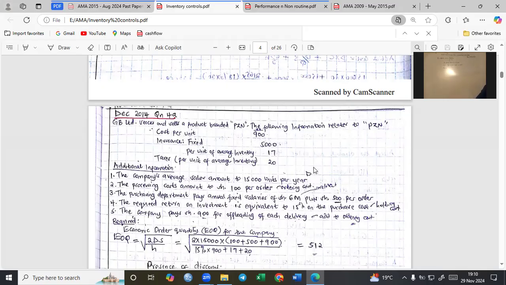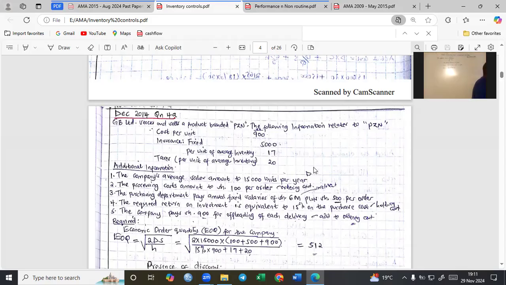Now if we go to our information number 4, the required rate of return for investment is equivalent to 15%. Now remember, niwaambia 15% is the cost of capital. So inafaa kuwa ni 15% of our now purchase price. Now purchase price iko pale juu kwa information yetu. Cost per unit. That's our purchase price. 900.